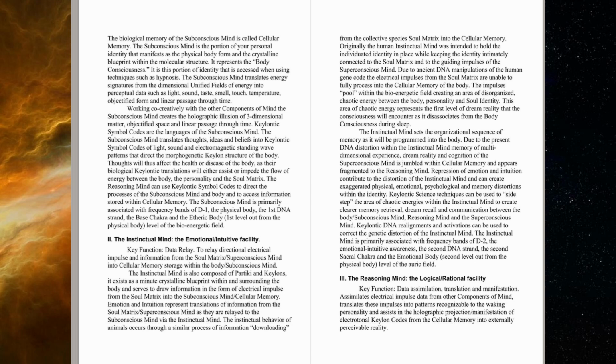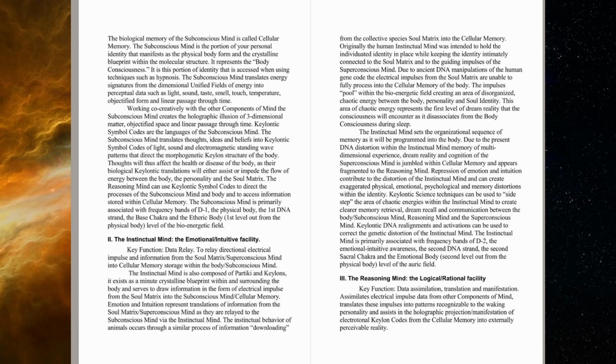The subconscious mind translates thoughts, ideas, and beliefs into Keylontic symbol codes of light, sound, and electromagnetic standing wave patterns that direct the morphogenetic Keylon structure of the body. Thoughts will thus affect the health or disease of the body, as their biological Keylontic translations will either assist or impede the flow of energy between the body, the personality, and the soul matrix. The reasoning mind can use Keylontic symbol codes to direct the processes of the subconscious mind and body and to access information stored within cellular memory. The subconscious mind is primarily associated with frequency bands of D1, the physical body, the first DNA strand, the base chakra, and the etheric body, which is the first level out from the physical body, levels of bioenergetic field.